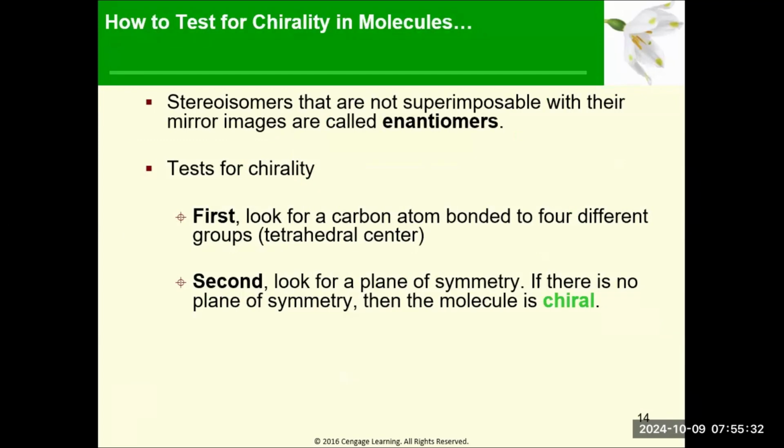All right, so how to test for chirality in molecules? Well, stereoisomers that are not superimposable with their mirror images are called enantiomers. So again, if you have a chiral center and it's not superimposable with each other, the type of stereoisomers that they are, to be specific, are called enantiomers.